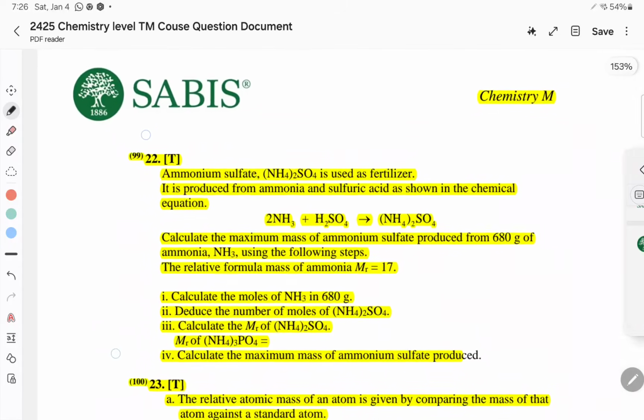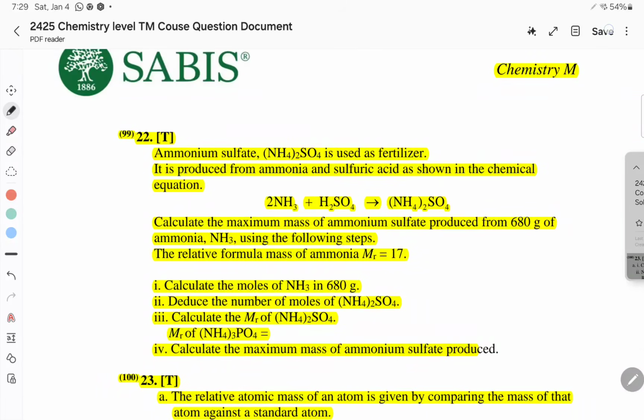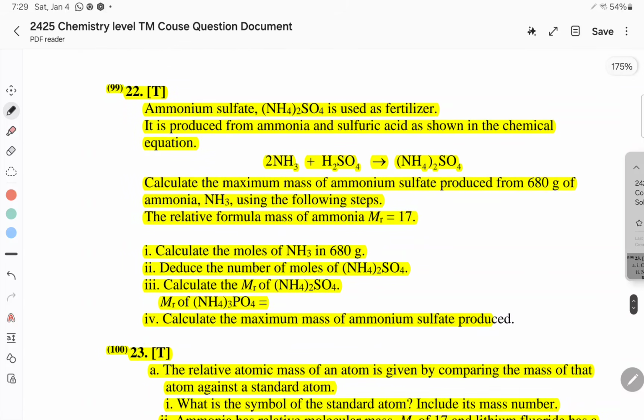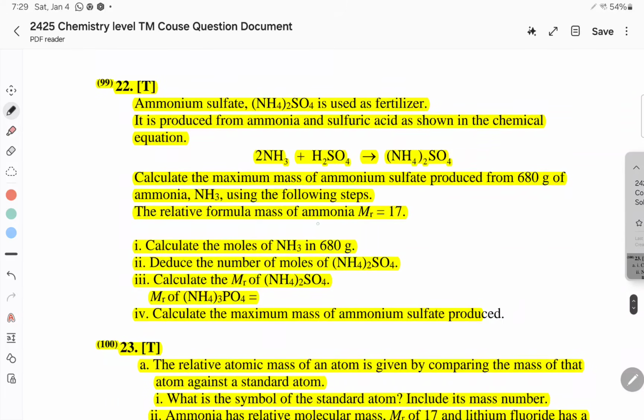Now we need to read question 22. So the question says ammonium sulfate, (NH4)2SO4, is used as a fertilizer. It's produced from ammonia and sulfuric acid as shown in the chemical equation. Calculate the maximum mass of ammonium sulfate produced from 680 grams of ammonia using the following steps. The formula mass of ammonia, which means the molar mass in other words, is 17 grams. So first thing they want is to calculate the moles of NH3 in 680 grams. We know that the rule for moles is moles equals mass over molar mass, or relative formula mass, as they call it here.